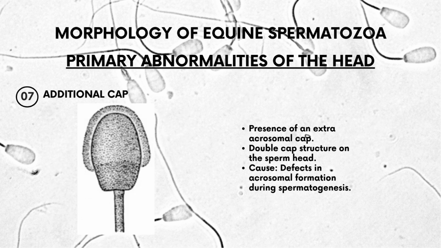A rarer defect is the presence of an additional acrosomal cap, referred to as an additional cap. This anomaly involves the formation of a double acrosomal cap structure on the sperm head and is caused by defects in acrosomal formation during spermatogenesis.